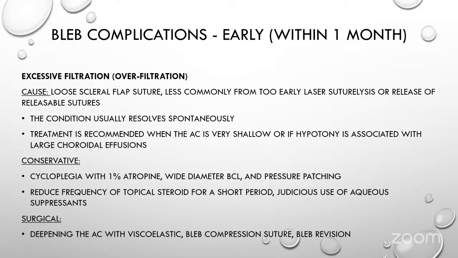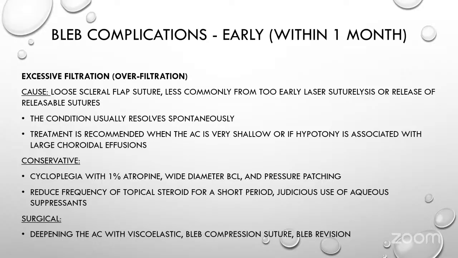So in that case, you have to form the anterior chamber appropriately, or you're not targeting to deepen the anterior chamber, because if you're doing that, visco will start going into the bleb, and you have a cycle of overfiltration that will last longer.